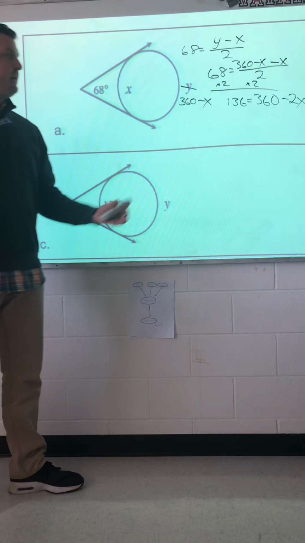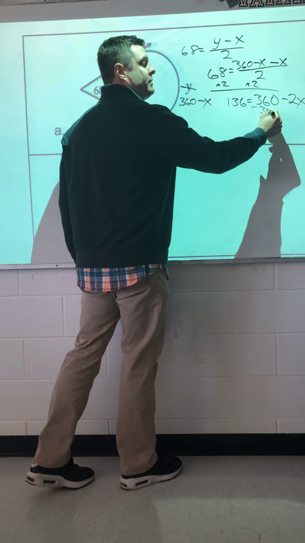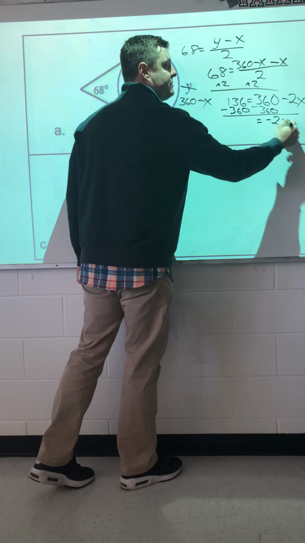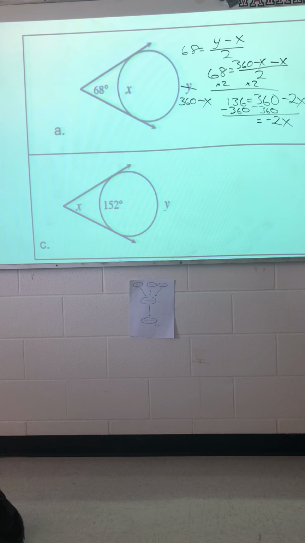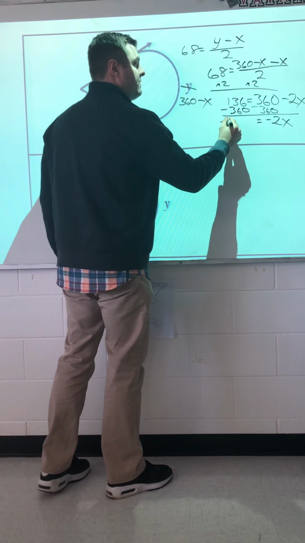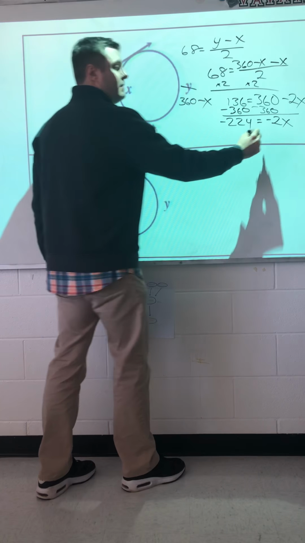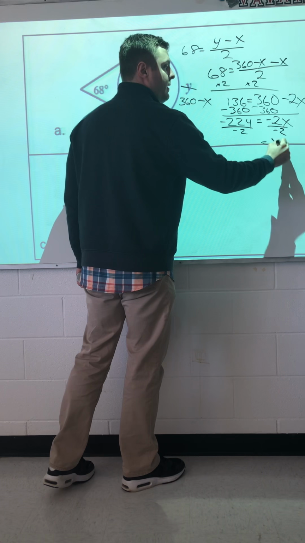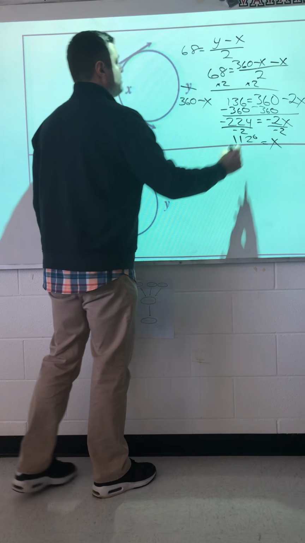Again, this is going to be an uncomfortable math situation because we're going to have to work with negatives. We're going to drop 360 on both sides. You're left with a negative 2x. And 136 minus 360, we've got negative 224 equals negative 2x. Divide both sides by negative 2. X is 112 degrees.